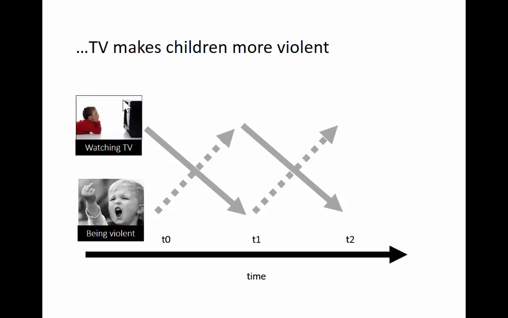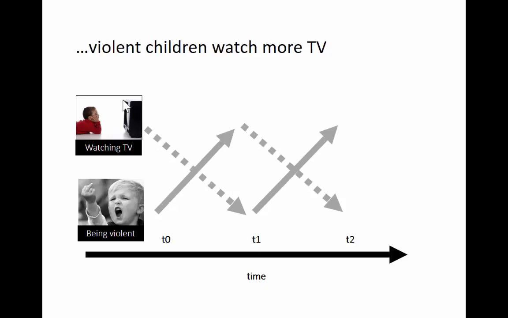So we look at time. If that would be the case, we have the arrows going from up to down, while the dashed ones, we don't find them. We don't find associations between being violent at time T0 and watching TV at time T1. This provides evidence for our suggestion that TV makes children more violent. If, however, it were the other way around, that we don't find a relation between watching TV yesterday and being violent today, but we do find that being violent yesterday is related to watching TV today, this provides evidence in the other direction, that violent children watch more TV.